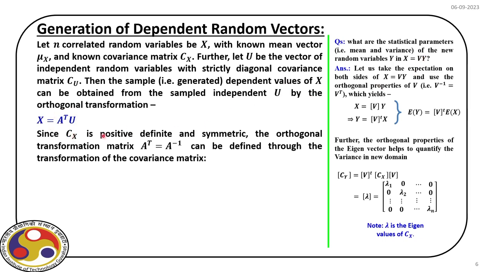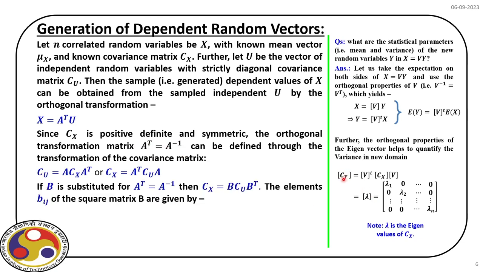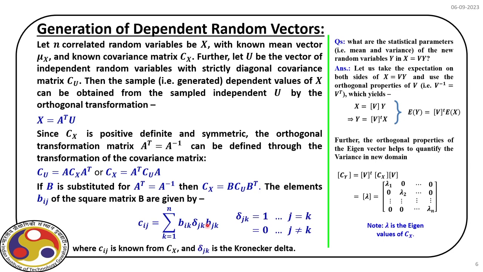And then in this case, Cx is a positive definite and symmetric matrix. And then this orthogonal transformation has this property. This is known to us. We have already solved this case. And then we can find out the covariance matrix Cu, just like in case of Cy we did earlier. Then we can represent this Cx matrix in this new format, and then the elements of this C matrix will have this representation where this delta jk is the Kronecker delta.